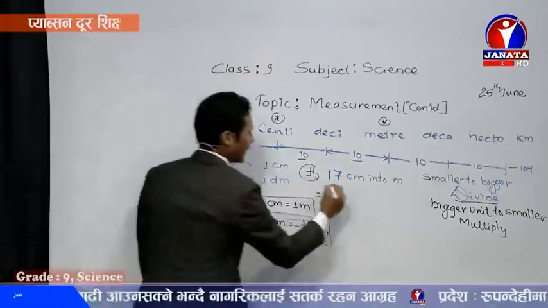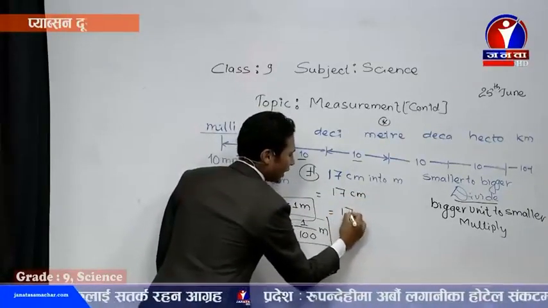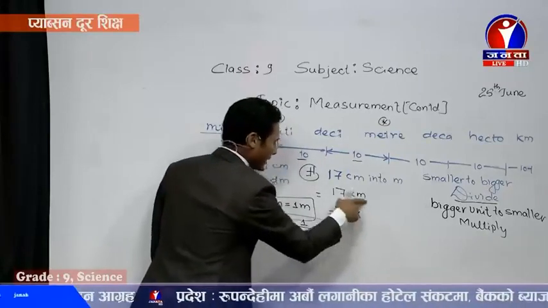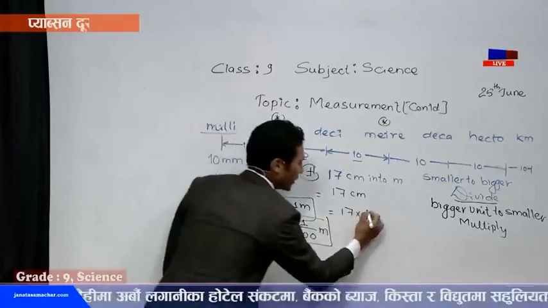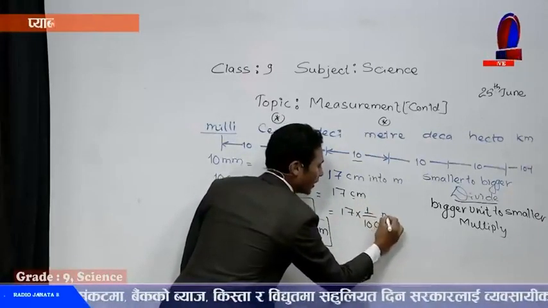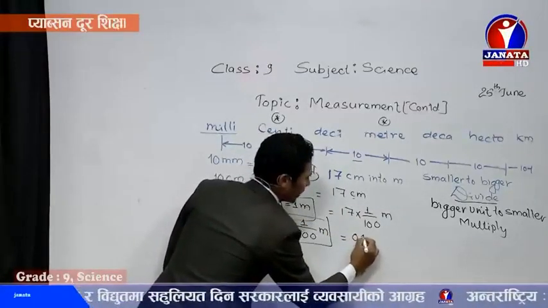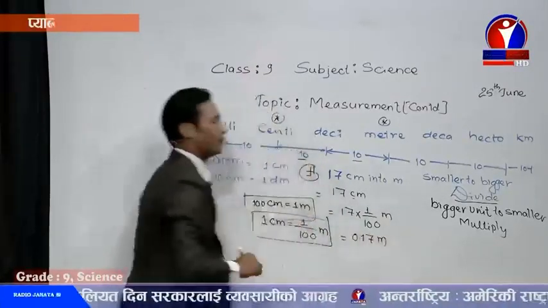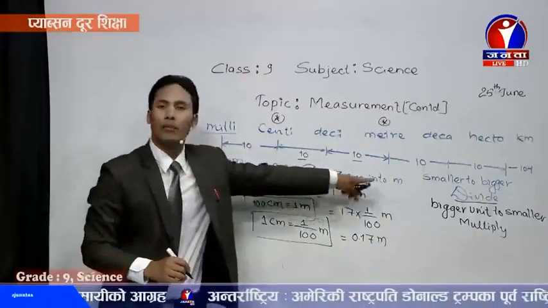So let's convert this. This is 17 centimeter. That means 17 into, instead of this centimeter, we need to write this, divide by 100. So this is 1 by 100. Now this centimeter will change into the meter. That means it is 0.17 meter. So in this way, we can convert from centimeter to meter, right?